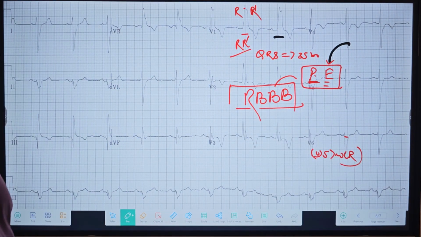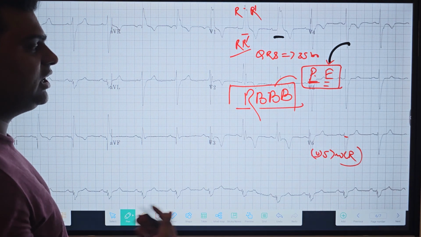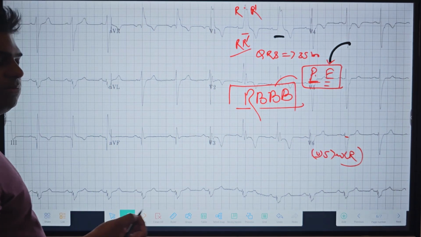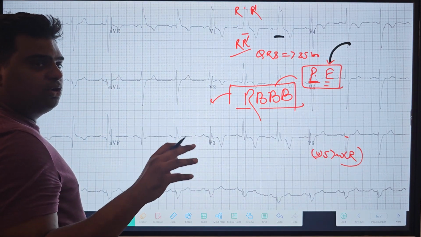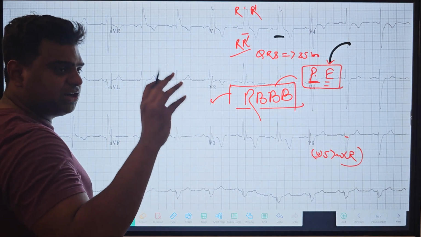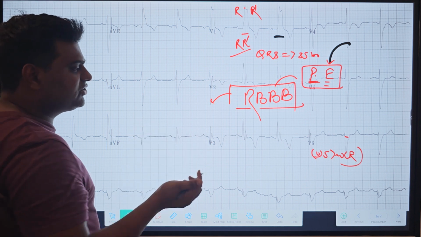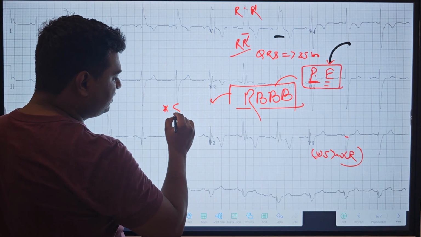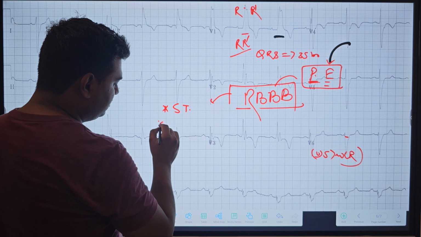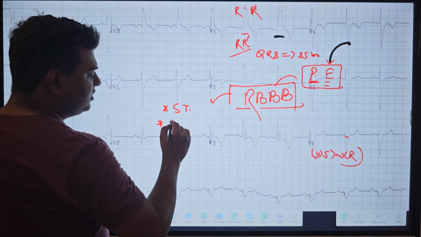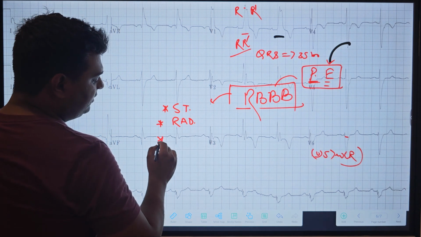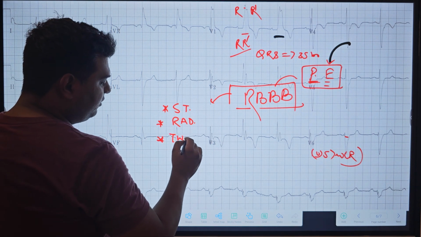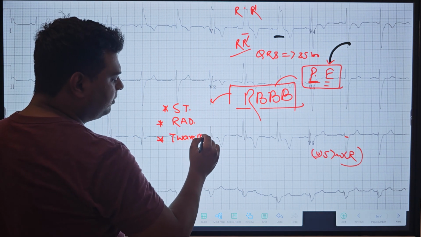So how can you say that this patient with right bundle branch block also has pulmonary embolism? First, if the patient has any of those points I have told you present in the history. Second, if that patient is getting sinus tachycardia. Third, if the patient is also getting right axis deviation. Fourth, if the patient is getting T wave inversion, a very important point.